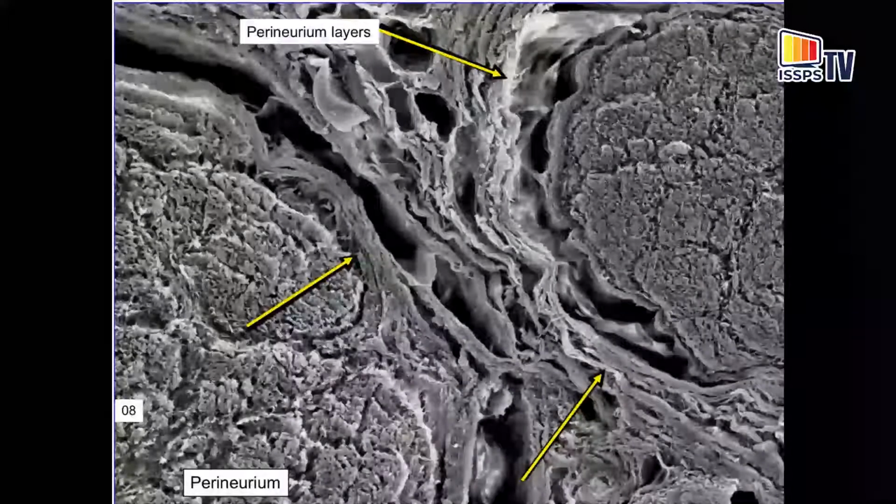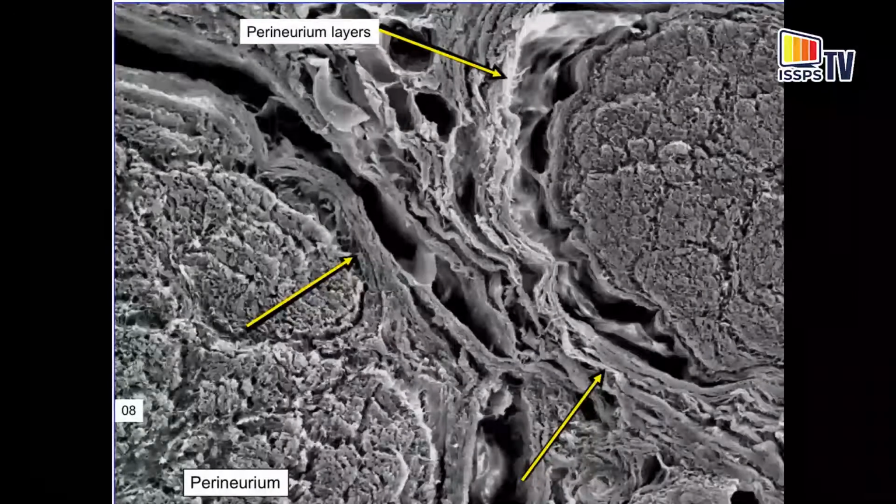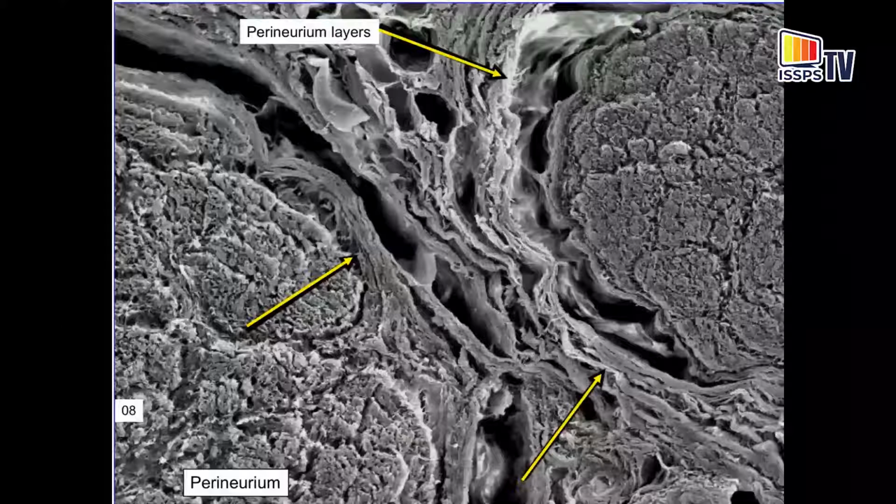Perineurium is the edge of fascicles. The arrows show the perineurium formed by 8 to 14 concentric layers. Perineurium is formed by cells, perineurial cells. Perineurium is not distensible.